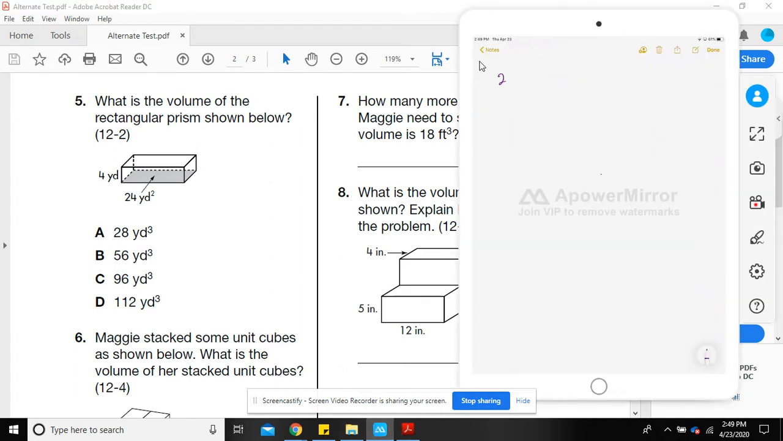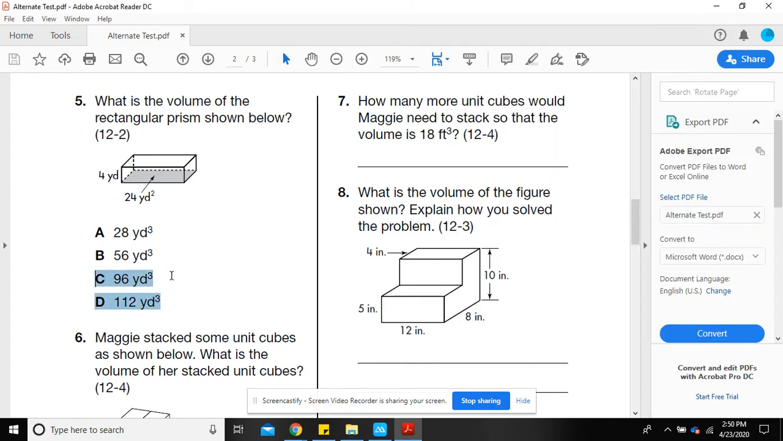I'm going to take 24 yards squared, and I'm going to multiply that by my 4 yards. 4 times 4 is 16, carry my 1. 4 times 2 is 8, plus 1 more is 9. So this now becomes yards cubed, since we found the volume. So 96 yards cubed. So our answer is going to be C, 96 yards cubed.